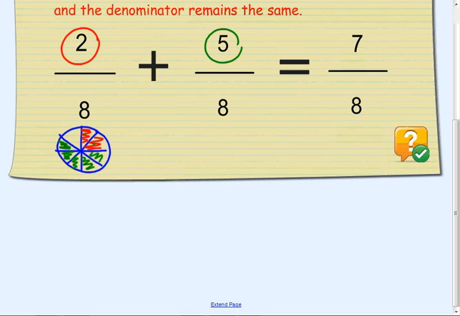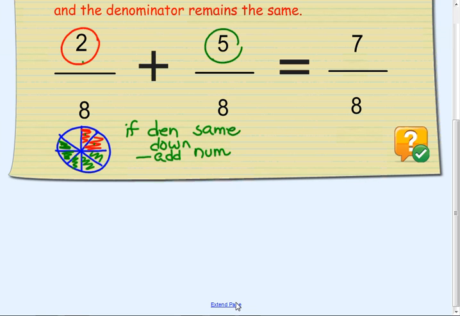So what do we do with the numerators? If the denominators, that's the down number. Can you remember it that way? Denominators down. Just a quick way to remember it. If the denominators are the same, what do you do to the numerators? 2 and 5, what do I have to do to those to get 7? Add them. Okay? That's it. So it's easy if the denominators are the same.